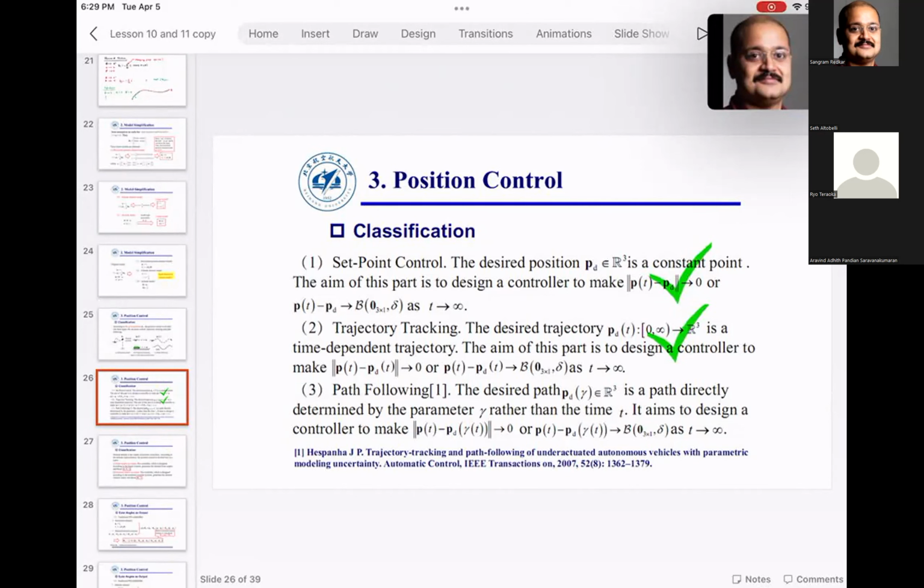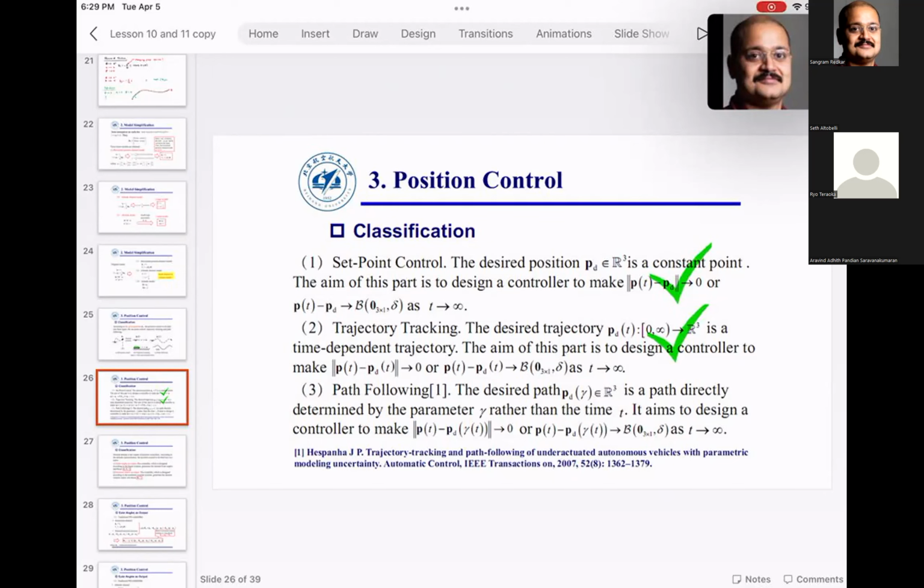Mathematically, this is written as the position of the quadcopter minus the desired position approaching zero, which is the zeroth position, plus some teeny tiny disturbance. Basically what it means is the quadcopter is staying close to point A or staying close to point B.